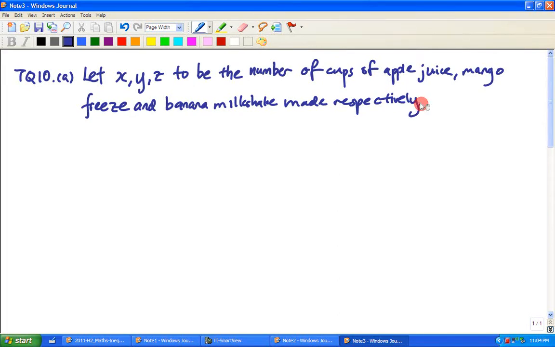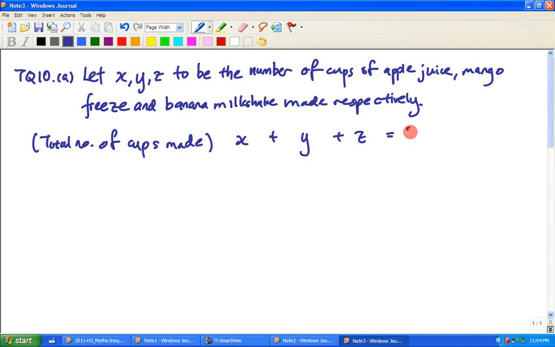Since 35 cups were made in total, the first condition, total number of cups made, is 35. This will give us our first equation: x plus y plus z equals 35.